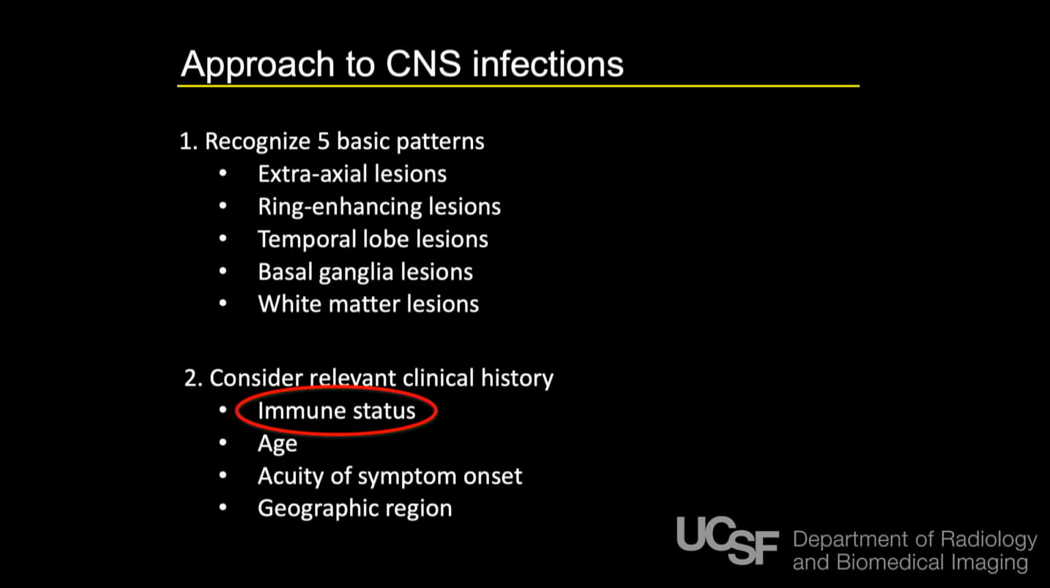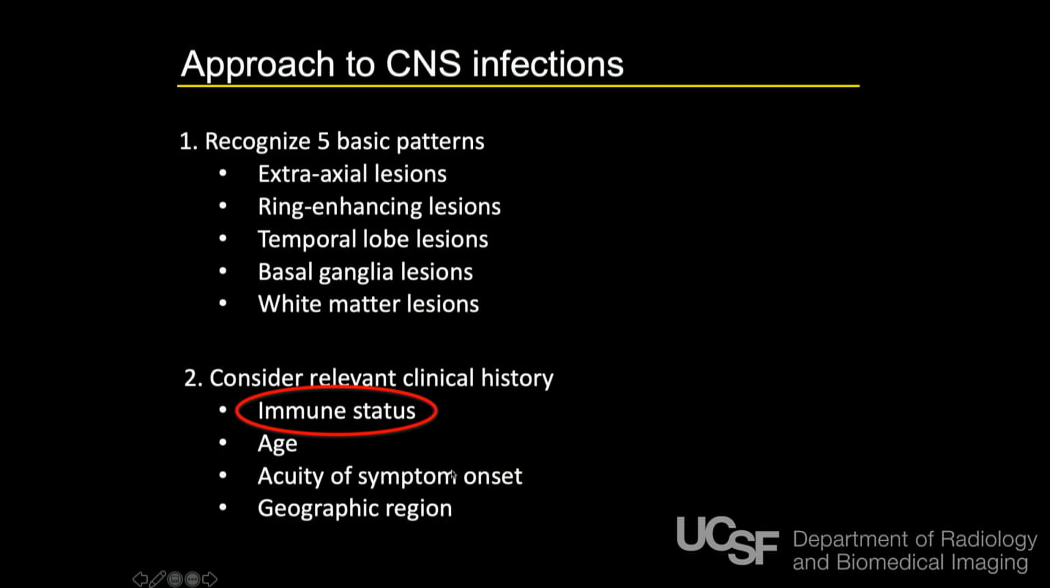Okay, so what's our approach to CNS infections? To talk about 5 basic patterns: extraaxial, intraparenchymal ring enhancing, temporal lobe lesions, basal ganglia lesions, and also white matter lesions. And there's a lot of clinical history to consider here. One of the first things that I'd like to mention here is immune status.